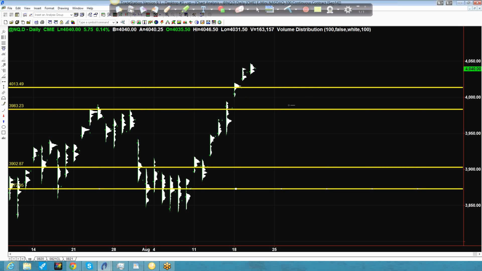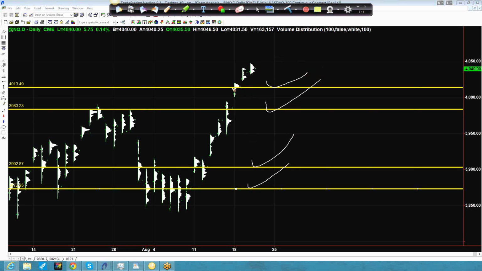All those are open gaps. It would be great if we filled all of them. I would probably take a shot at each and every one of those locations, meaning that 4013 will be my first location to try to take a trade back to the upside, followed by 3883, and then if we get down here, down in this location.